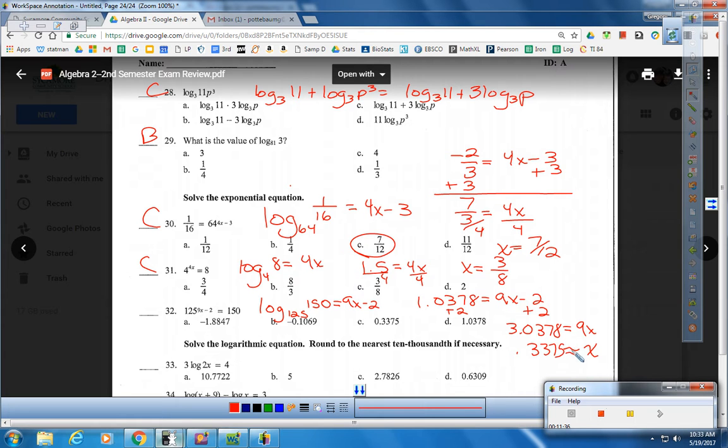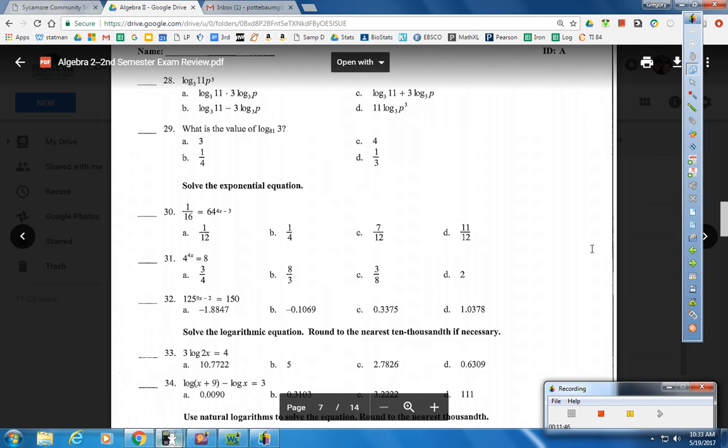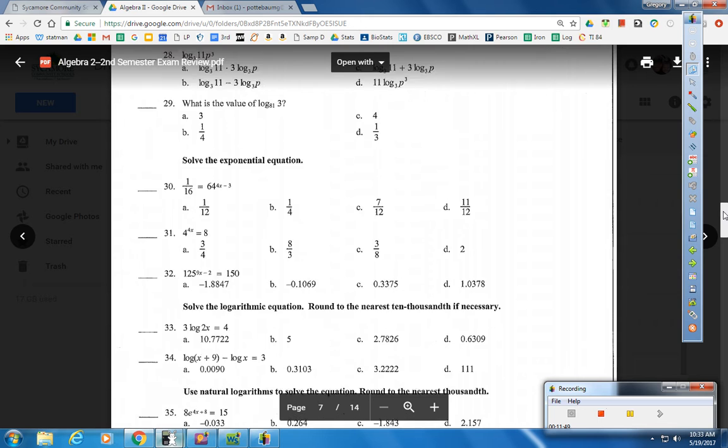0.3375. And we use these little squiggly lines when we approximate, when we round off. You don't have to do that. It obviously won't be on your test. I just figured you'd like to know that. All right, next one, number 33.